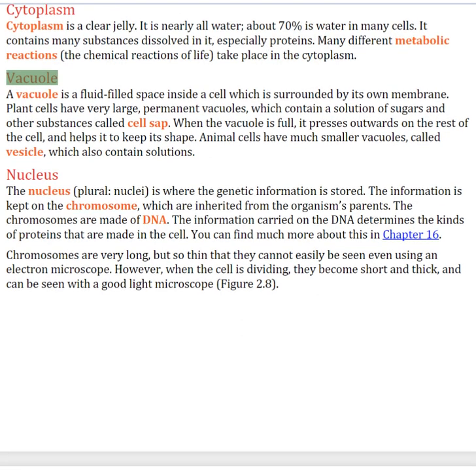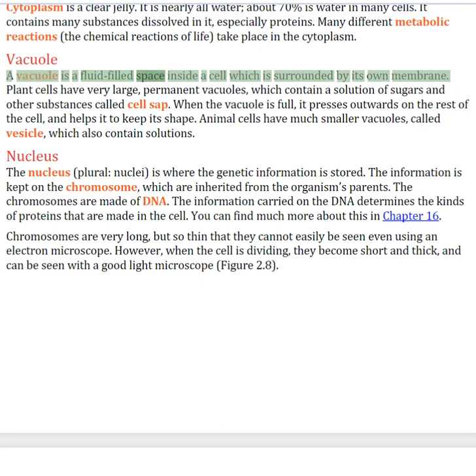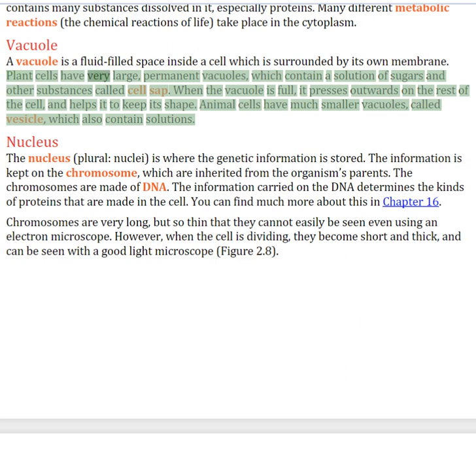Vacuole. A vacuole is a fluid-filled space inside a cell which is surrounded by its own membrane. Plant cells have very large, permanent vacuoles, which contain a solution of sugars and other substances called cell sap. When the vacuole is full, it presses outwards on the rest of the cell and helps it to keep its shape. Animal cells have much smaller vacuoles, called vesicles, which also contain solutions.